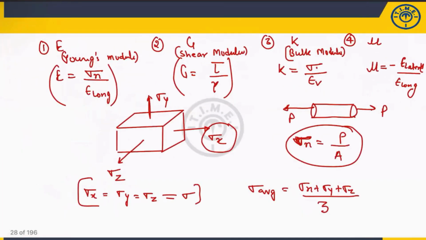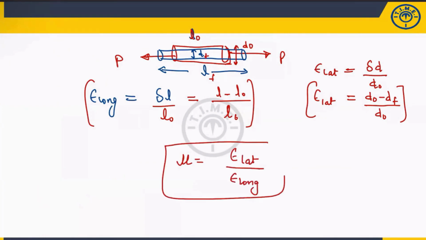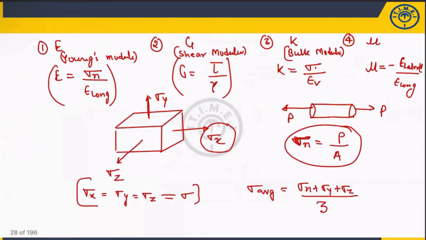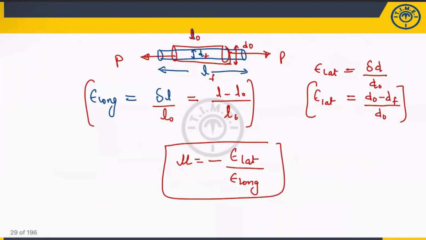So if you write the ratio of this lateral to the longitudinal, you will get the Poisson's ratio, which is nothing but lateral strain to the longitudinal strain. So there are the 4 elastic constants. And the relation among these 4 elastic constants I will discuss in the next class, which will be at 11:30. Okay.